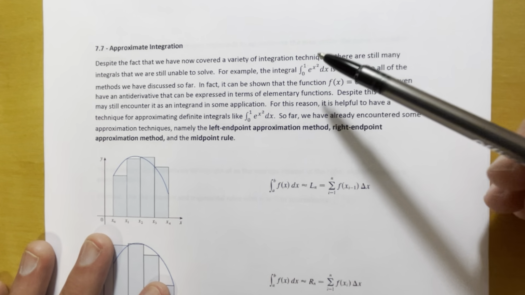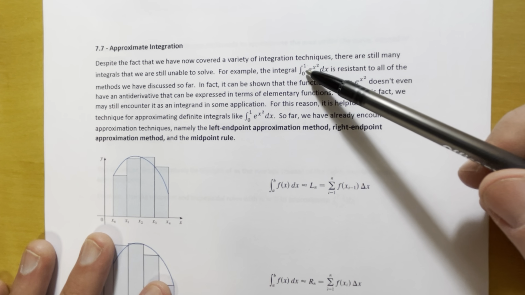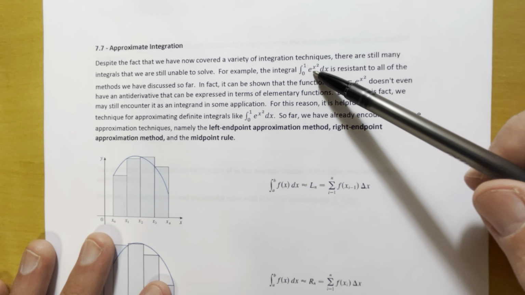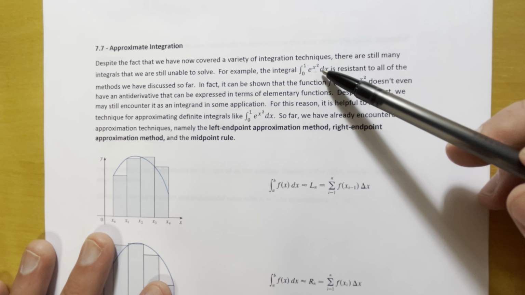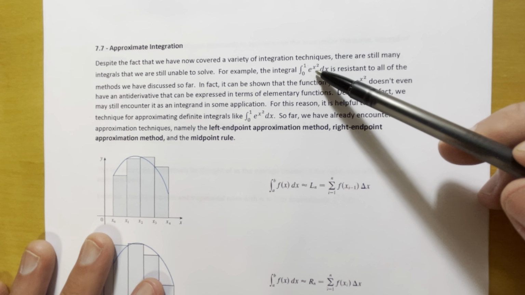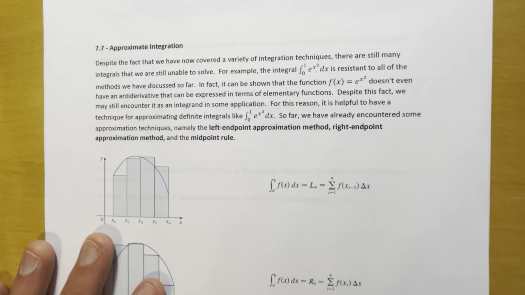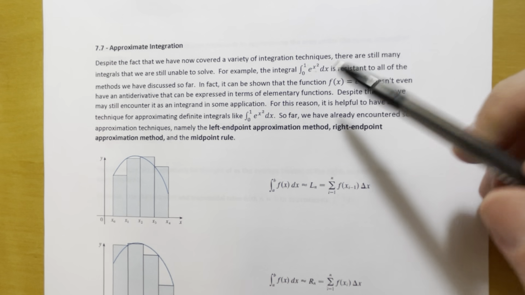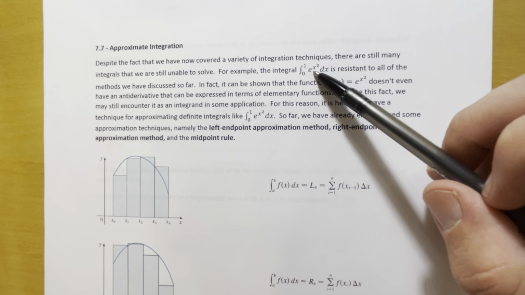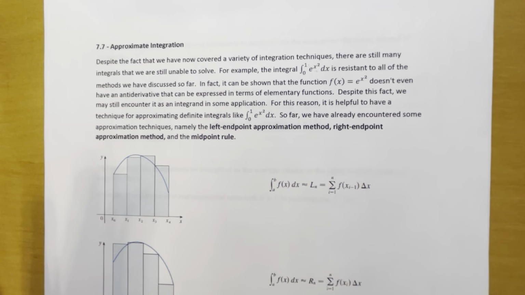So here's sort of a classic example. There's the integral, in this case, we're going from 0 to 1 of the function e to the x squared. This function, it turns out, does not have an antiderivative that you can express in terms of elementary functions. And elementary functions are functions that we're familiar with from algebra and calculus, things like polynomials, trigonometric functions, logarithms, exponentials, all of that kind of stuff. It can actually be shown that this function, e to the x squared, does not even have an antiderivative that we can write that way.